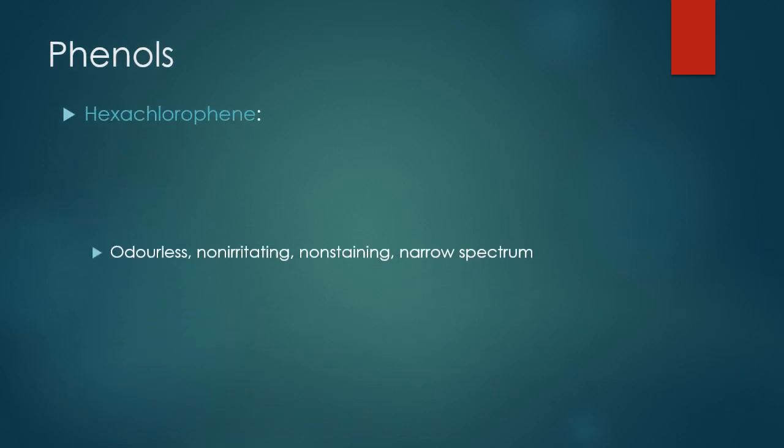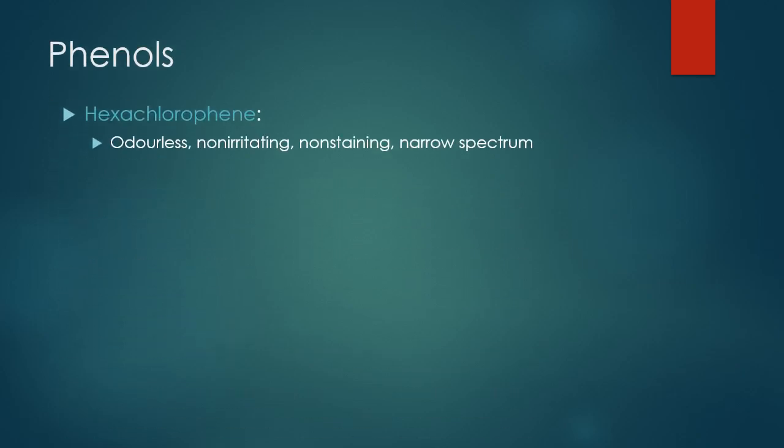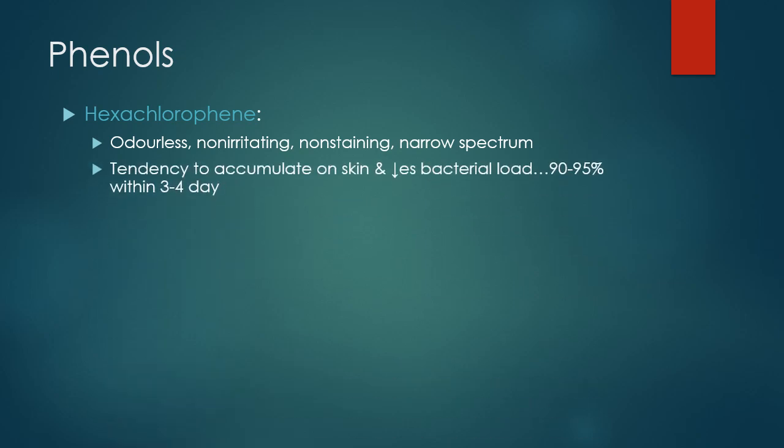In phenols group, last agent is hexachlorophene, which is odorless, non-irritating, non-staining, and narrow spectrum action. Narrow spectrum because only covers gram-positive organisms. It has slow persistent action and tendency to accumulate on skin and reduces bacterial load up to 95% over a period of 3 to 4 days. It is good deodorant also. So it is commonly incorporated in soaps and cleansing antiseptic.